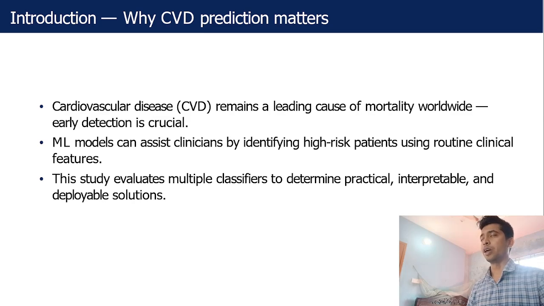Around the globe, every year, 19 to 20 million people die because of cardiovascular disease. So it has been a leading cause of mortality worldwide, and early detection is crucial. Machine learning models can assist clinicians by identifying high risk patients using routine clinical features, and the study evaluates multiple classifiers to determine practical, interpretable, and deployable solutions.